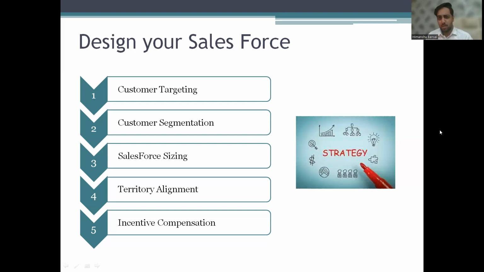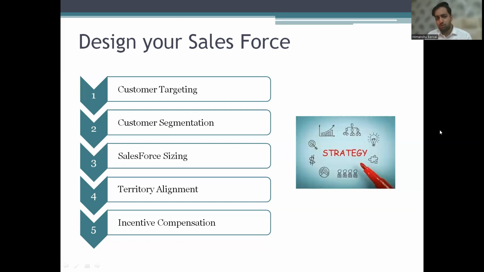Let's say 50. Now, the next important question would be, where do these reps need to be deployed? I'll take an example of India. For example, in Delhi, we might need 5 sales reps, whereas in Mumbai, we might need 10 or 15. Similarly, in Jammu and Kashmir, we might need one sales rep, and so on. So here comes our territory alignment.